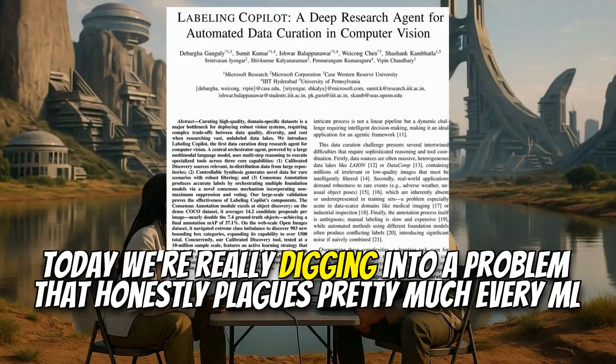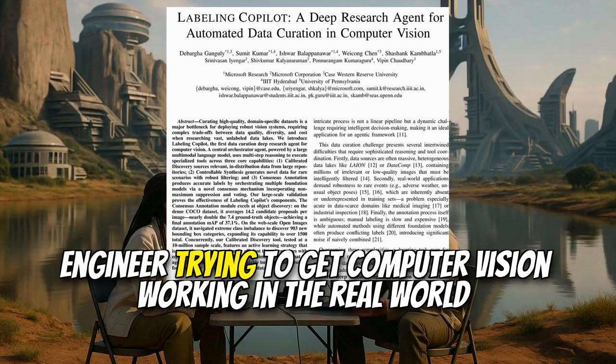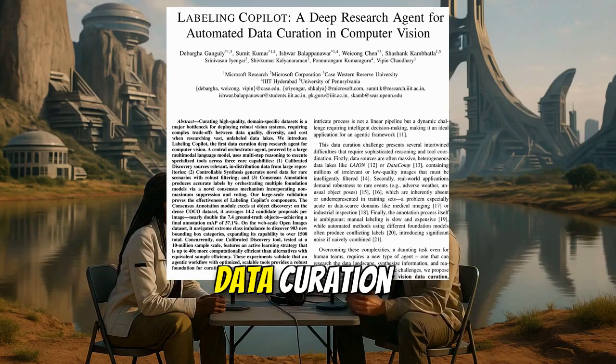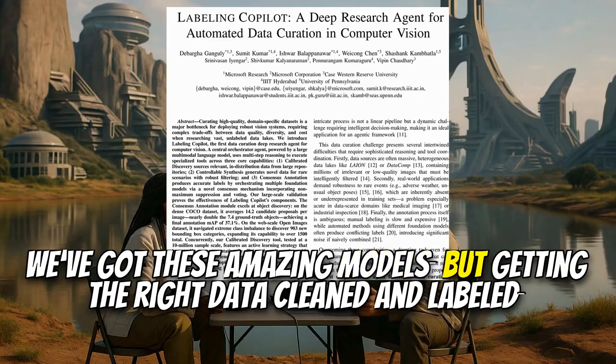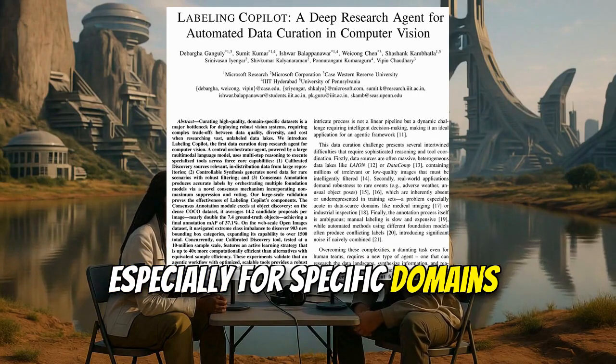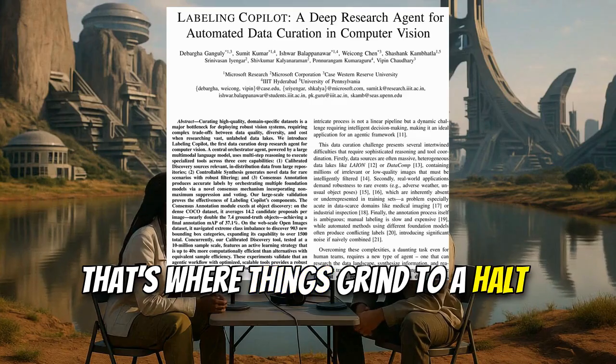Today, we're really digging into a problem that honestly plagues pretty much every ML engineer trying to get computer vision working in the real world: data curation. Oh yeah, this is a massive bottleneck. We've got these amazing models, but getting the right data, cleaned and labeled, especially for specific domains, that's where things grind to a halt. Exactly.